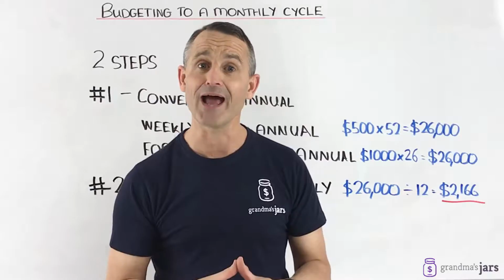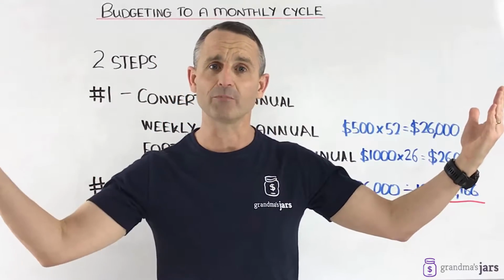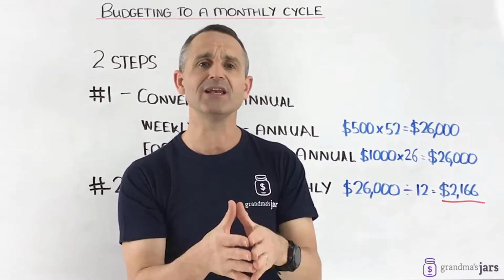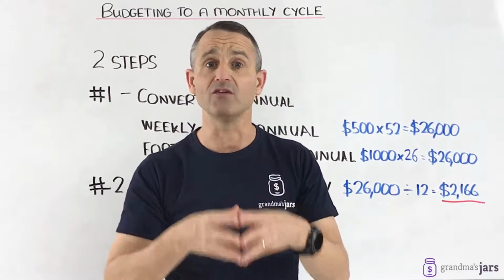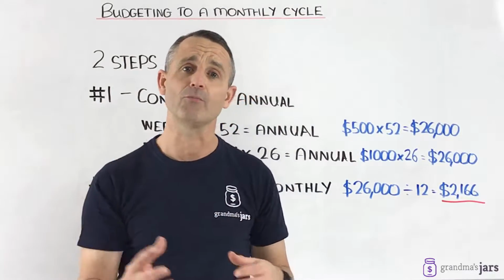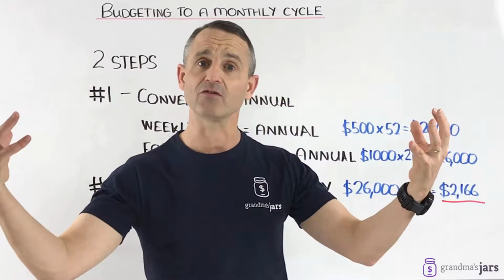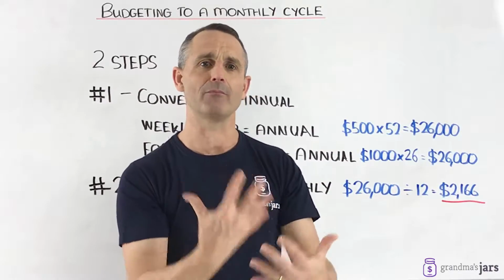What we need to do now is make a direct comparison between what you earn and what you spend. So we need to bring those two together. But to do that, we need a consistent unit of measurement. So what we're going to do in this tutorial is take you through the process of converting both your income and your expenses to a monthly figure so we can make that apples to apples comparison.